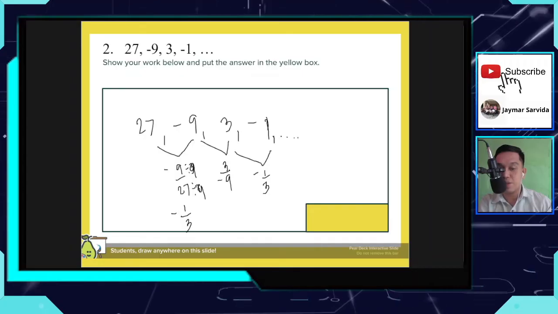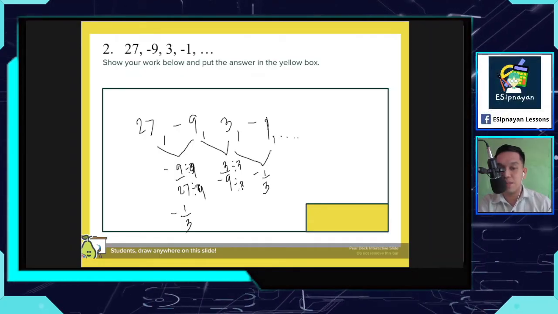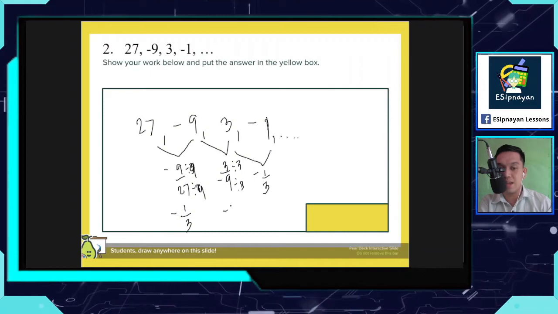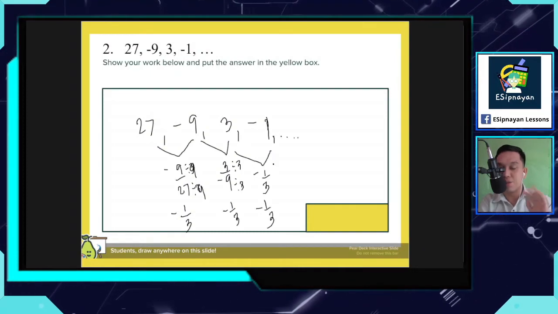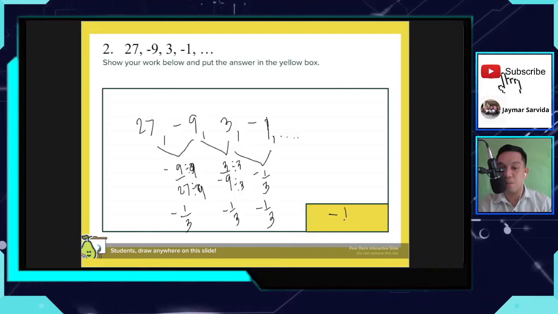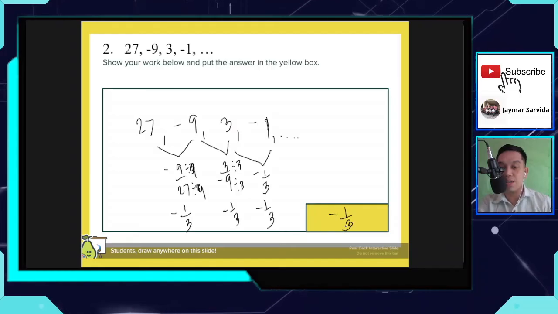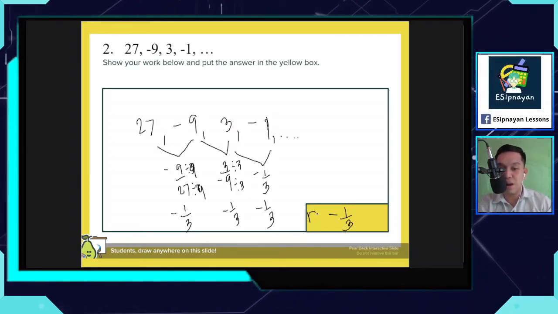The same also dito sa ating 3 over negative 9. Divided by 3, divided by 3. And that is negative 1/3 pa din. So negative 1/3. Ayan. So therefore, ang common ratio natin dito is negative 1/3. So R is equal to negative 1/3.